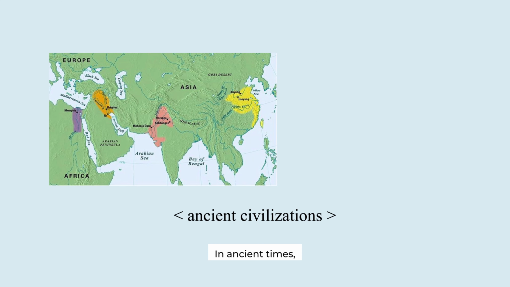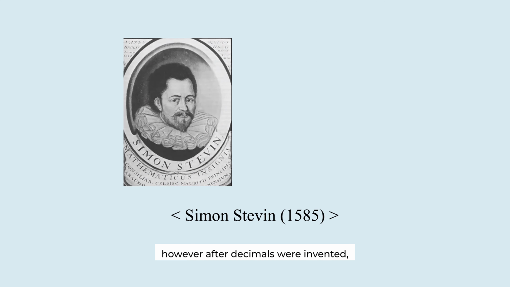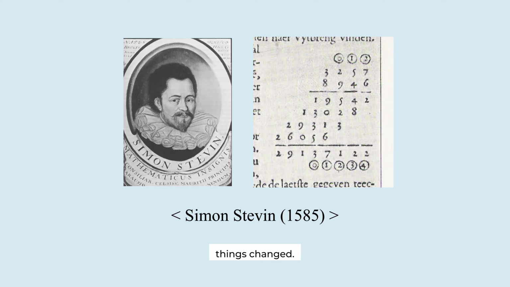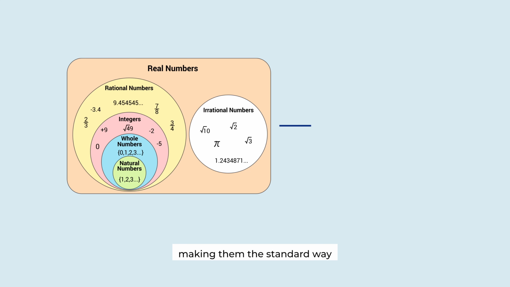In ancient times, fractions were commonly used. However, after decimals were invented, things changed. Decimals were easier to write and compare, making them the standard way to represent numbers.